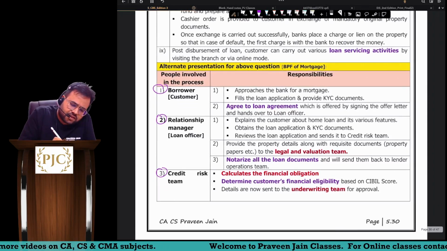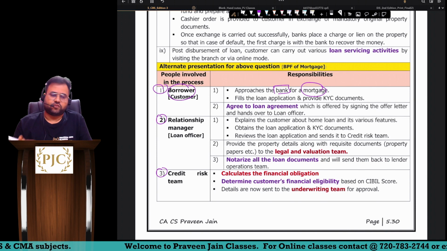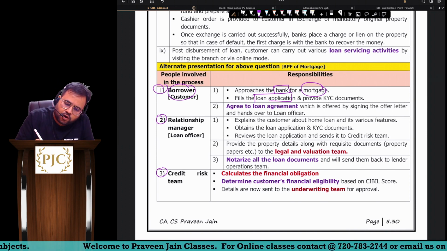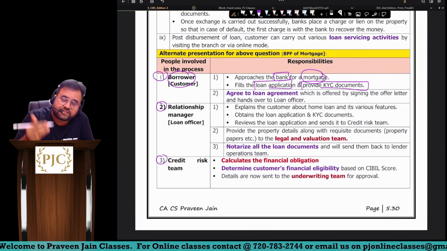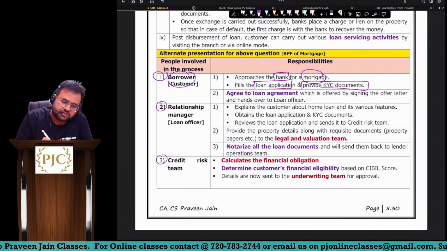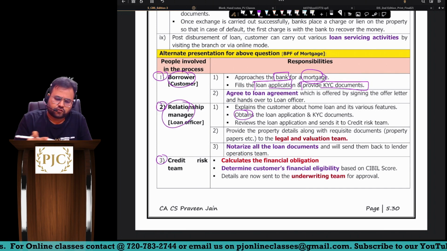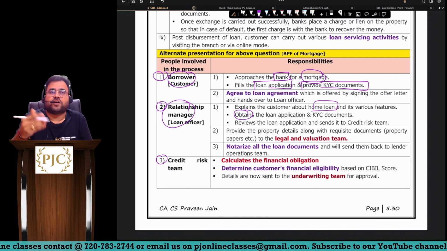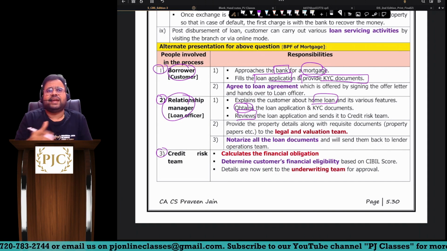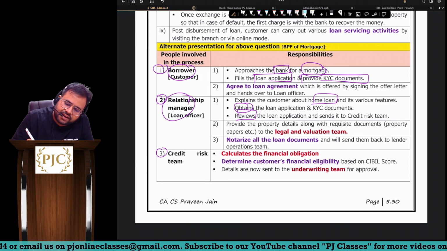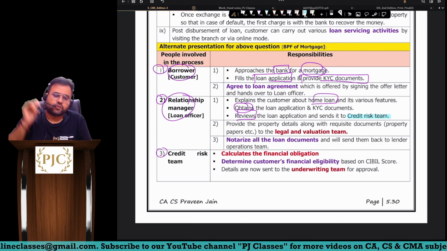So obviously, sir, the customer will approach the bank and say I have to take a mortgage loan. He will fill the loan application form and provide the KYC documents to the bank. Now, can I say who has received the KYC documents? Sir, KYC documents have been obtained by the relationship manager. Agreed? He might have explained all the features of the home loan. After receiving it, he will check whether everything is completely filled, and if so, he will forward this loan application form along with KYC documents to the credit team.